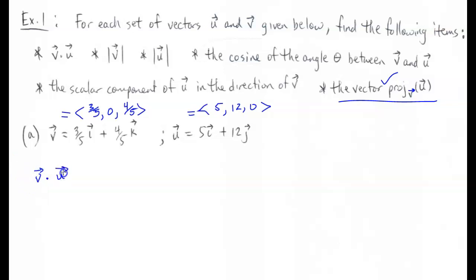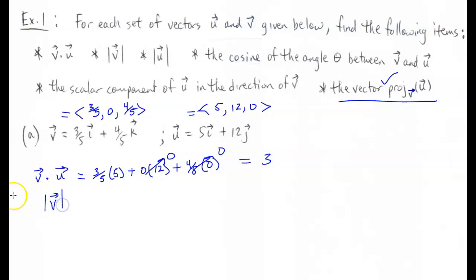All right. So now that I have that, the first thing that I need to do is figure out what is going to be v dot u. And to do that, I just need to multiply the first components of each vector together, plus the second components of each vector together, plus the third components. Of course, if I do that, I'll get 3/5 times 5 for the first two, 0 times 12 for the second two, and 4/5 times 0 for the third. And of course, these last two terms end up being 0, and 3/5 times 5 is just 3. So we see that v dot u just ends up being 3.